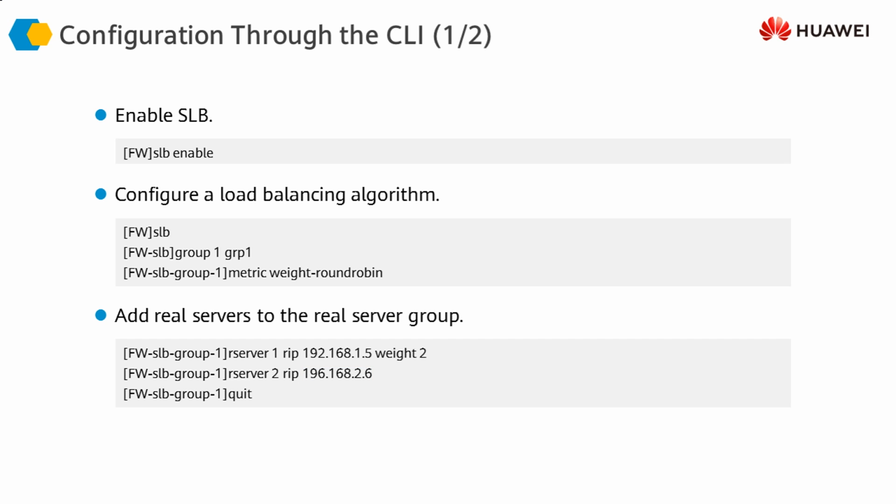196.168.2.6. The important thing is that we assign real server 1 a weight of 2, whereas real server 2 has the default weight of 1, which means that more traffic is going to be forwarded to this server than this server. If a lot of traffic is coming in, we will see that approximately this server is getting twice the traffic as compared to this server. So this is the first step of enabling the SLB: configuring the SLB real server group, assigning it the load balancing algorithm and the IP addresses along with the weight.